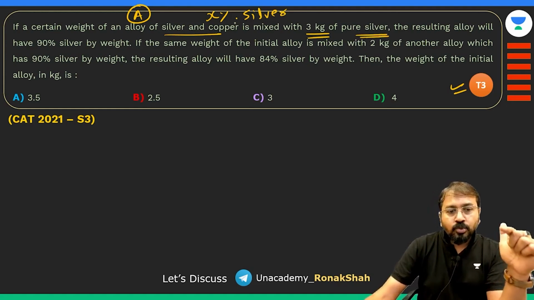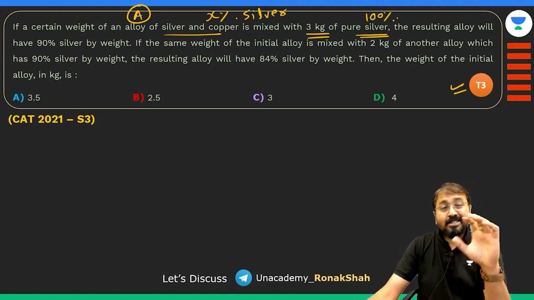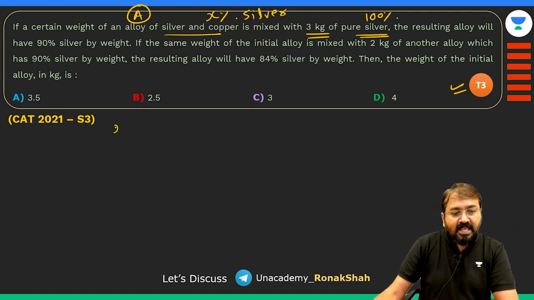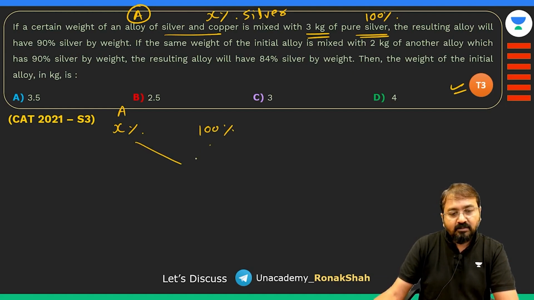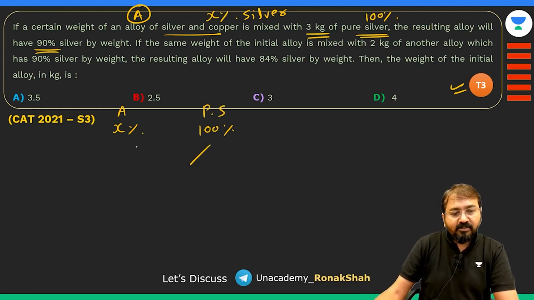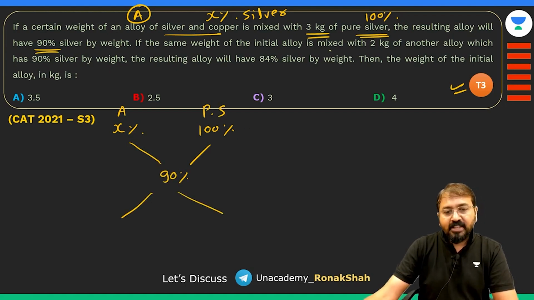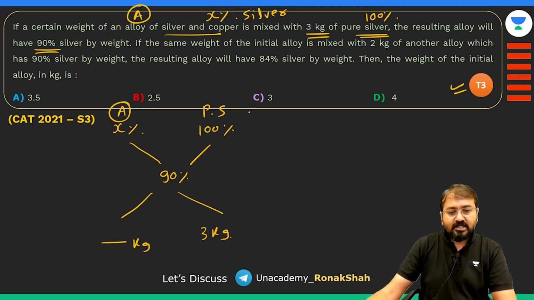Now why have I assumed the percentage of silver? Because I'm mixing it with pure silver, and pure silver has 100% silver. So we are mixing alloy A, which has X% silver, with 100% silver, pure silver, and the resultant alloy has 90% silver by weight. Now we know that we have taken 3 kg of pure silver, but we don't know how many kg of this alloy was taken. So let's put it aside and let's look at the second scenario.